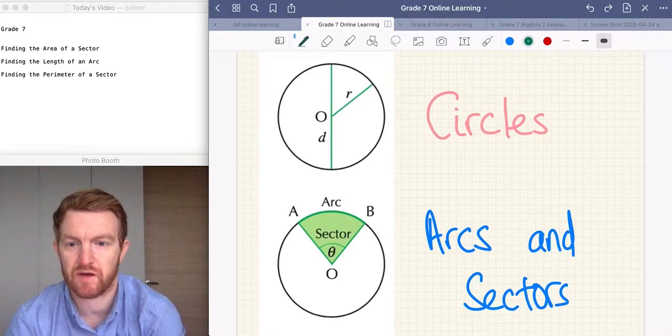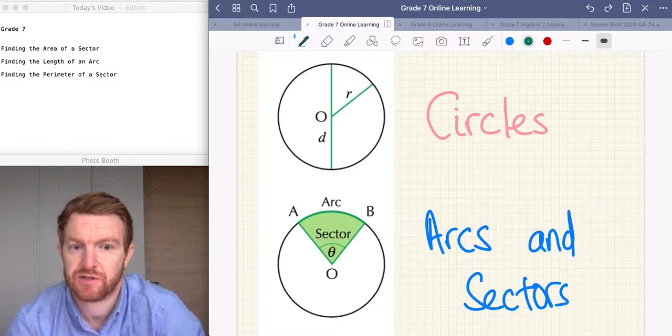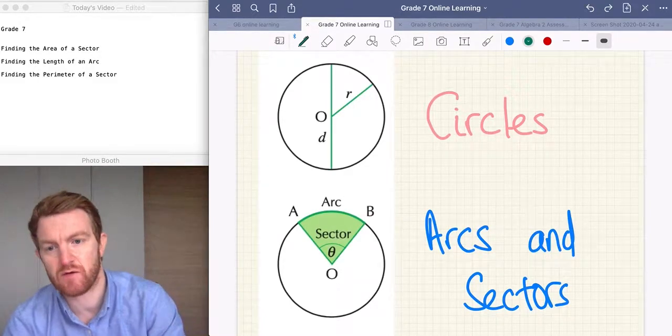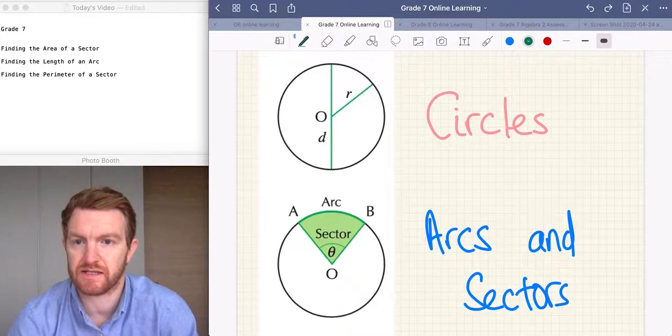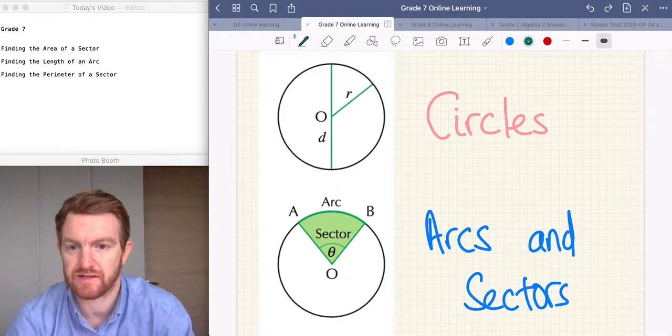I'm just going to make a quick video for you, talking a little bit about arcs and sectors. As you know, we're doing the revision of the 2D shapes at the moment, and this is something you may or may not have done in grade 6. So I'm just going to go through a couple of examples and summarise the formulae you're going to need for this, and hopefully that will help you to try some of the questions that involve arcs and sectors.